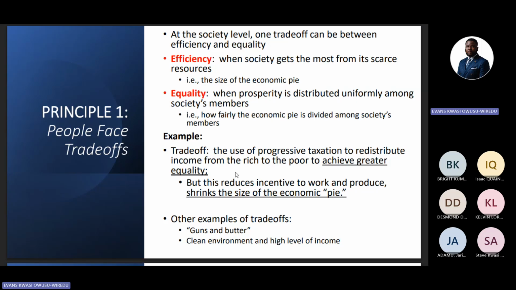So the trade-off is the use of progressive taxation to redistribute income from the rich to the poor to achieve greater equality, but this reduces the incentive to work and produce, and shrinks the size of the economic pie because a lot of people are being taxed. Now you see people trying to do tax evasion. They don't even want to be part. You see, the whole thing is an ecosystem where what goes around comes around.